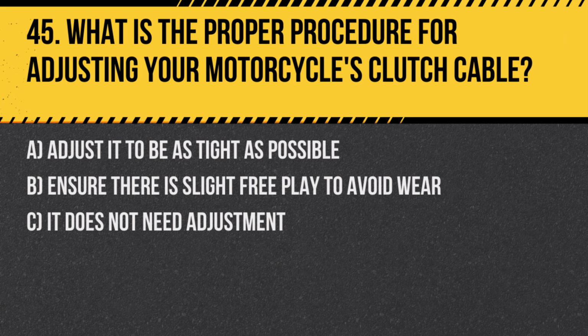Question 45. What is the proper procedure for adjusting your motorcycle's clutch cable? A. Adjust it to be as tight as possible. B. Ensure there is slight free play to avoid wear. C. It does not need adjustment. Answer: B. Ensure there is slight free play to avoid wear. Proper adjustment ensures better control and longevity of the clutch.